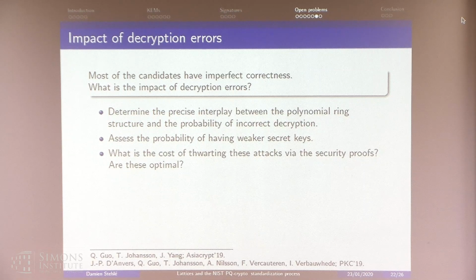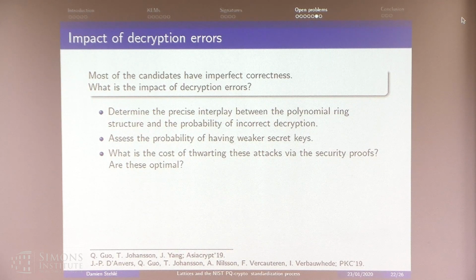Okay, so what is the impact of decryption errors? Most of the candidates have imperfect correctness. So what is the impact of this? In particular, one possible question is to determine the precise interplay between the polynomial ring structure and the probability of incorrect decryption. As far as I know, it's still not fully understood. And assess the probability of having weaker secret keys.